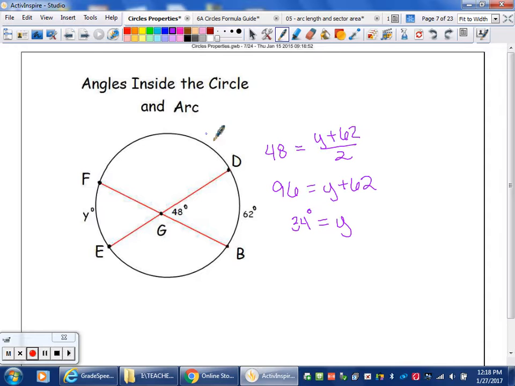Now, they do get a little more complicated than that. Sometimes they'll give you the angle and not one of the arcs. Same process, it's just here you'll have to use algebra to solve for that missing arc measure.